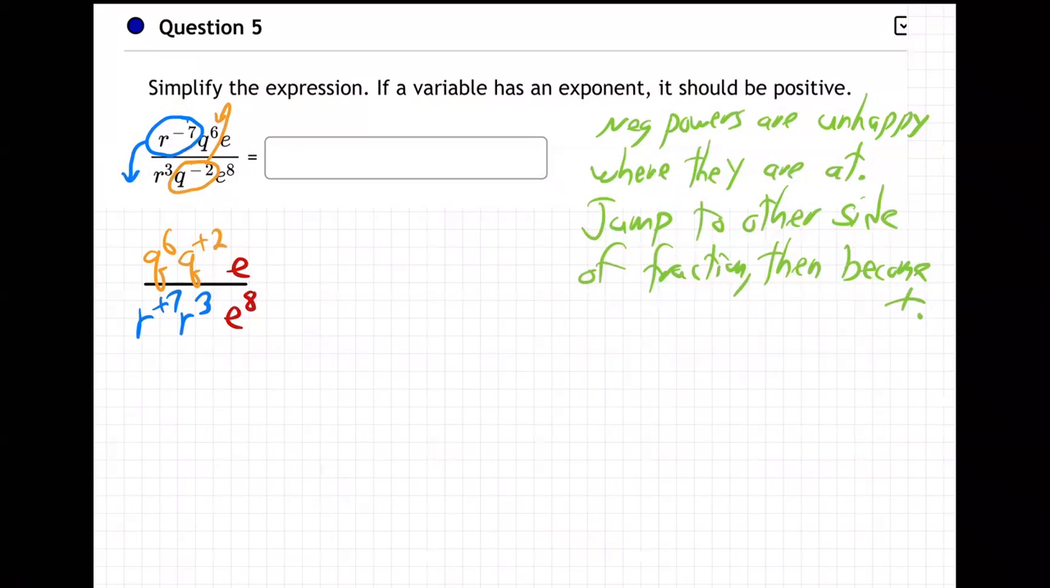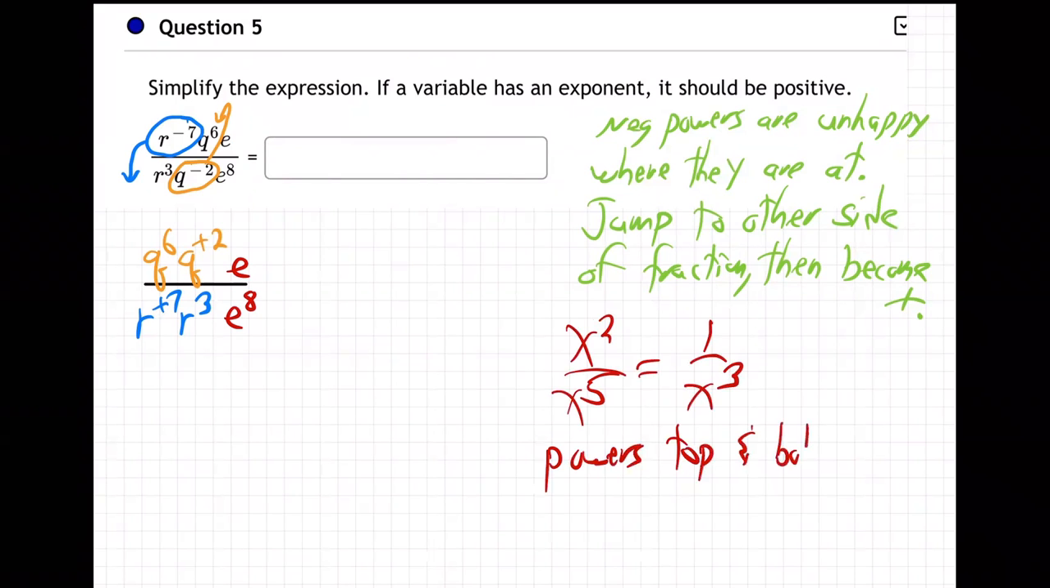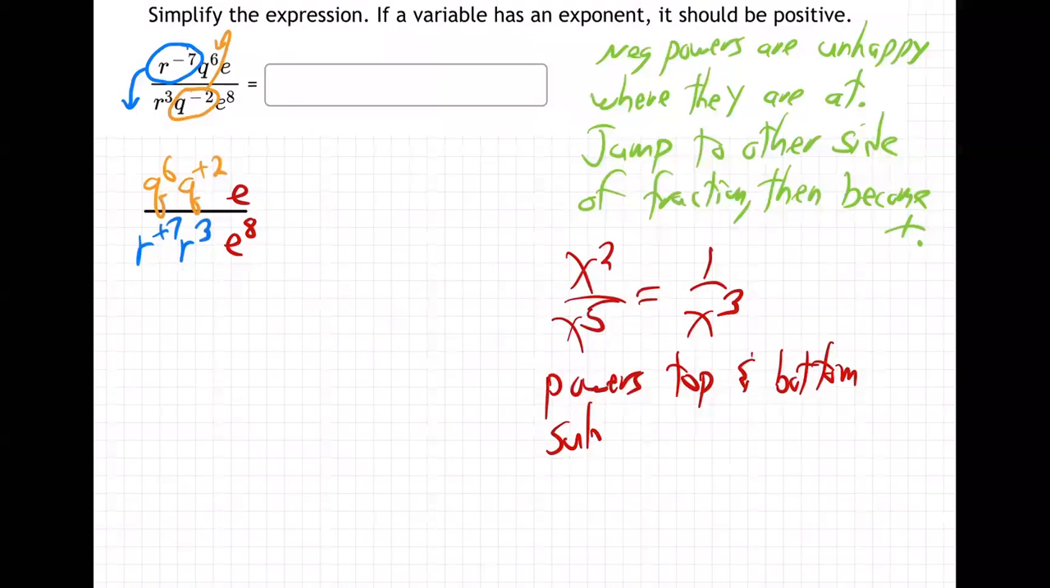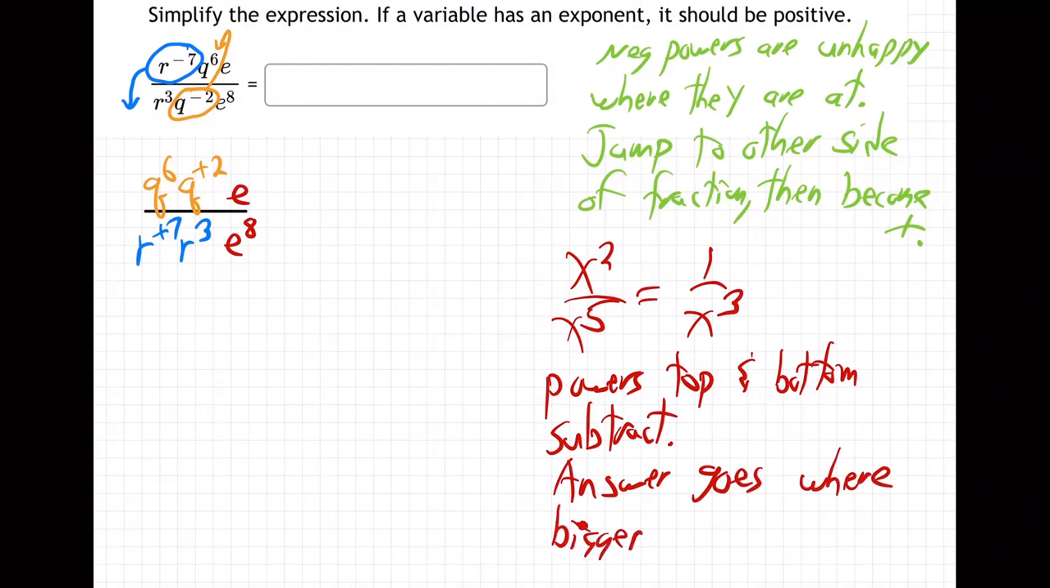Okay. Now, what do we do with powers when you have like x squared over x to the 5th? Remember, that means 1 over x to the 3rd. Powers top and bottom subtract. And the answer goes where the bigger power was. Right, so if you have a bigger power on the bottom, the answer will end up on the bottom.